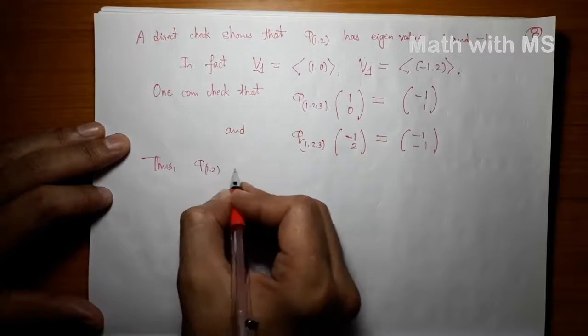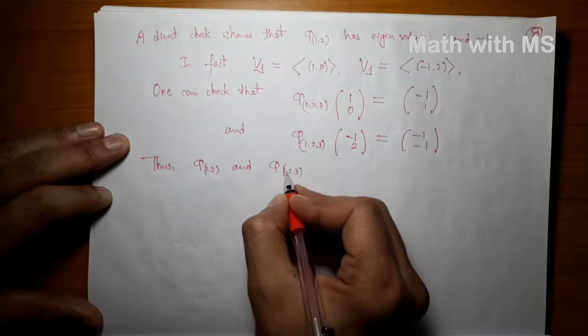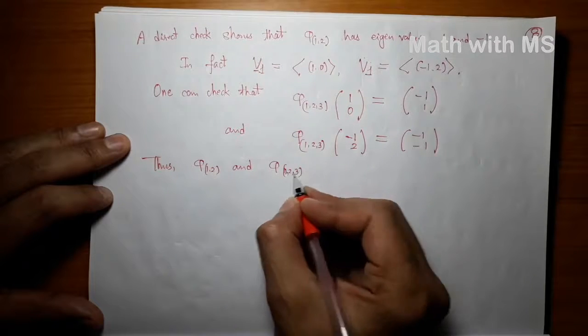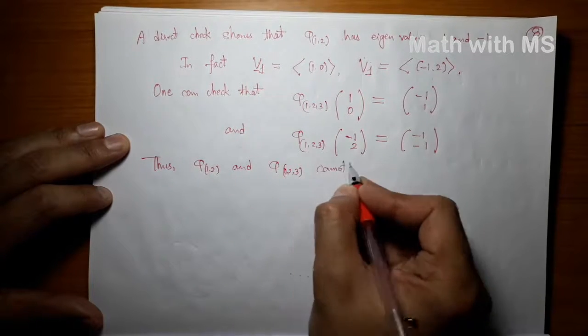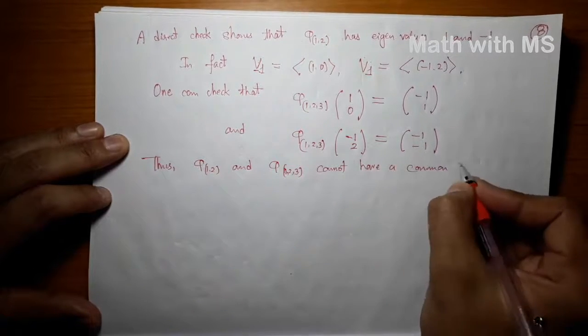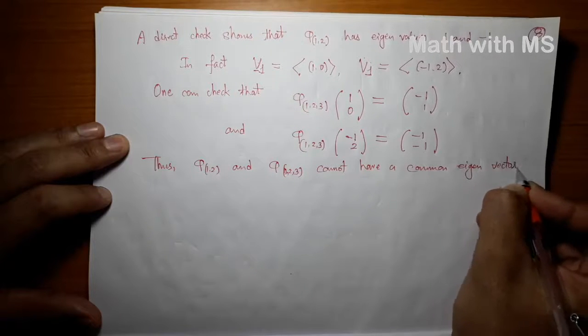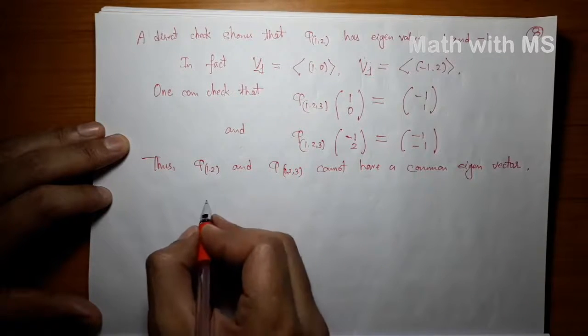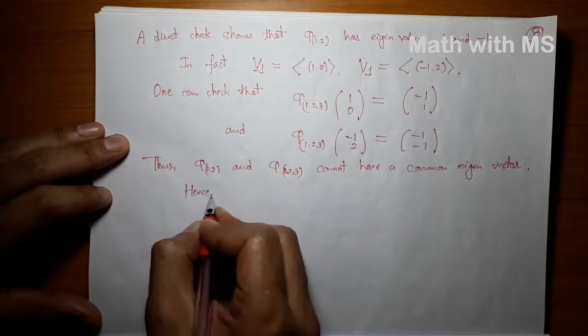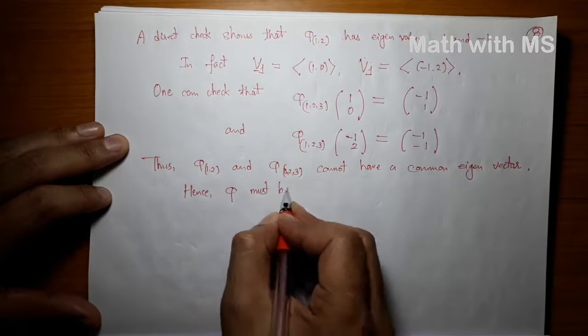So thus phi (1 2) and phi (1 2 3) cannot have a common eigenvector, okay, and hence the representation phi must be irreducible.